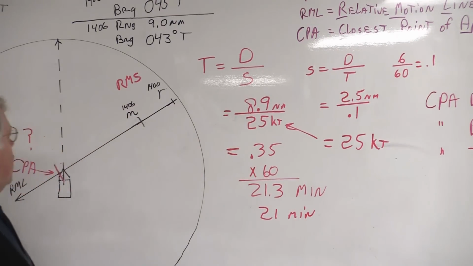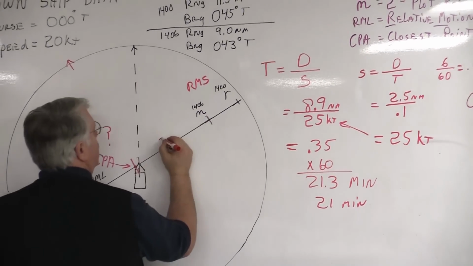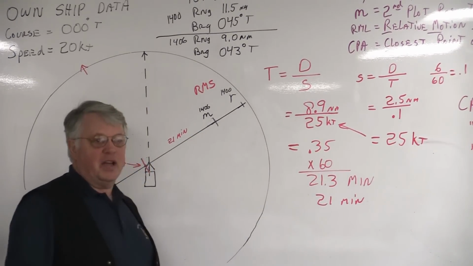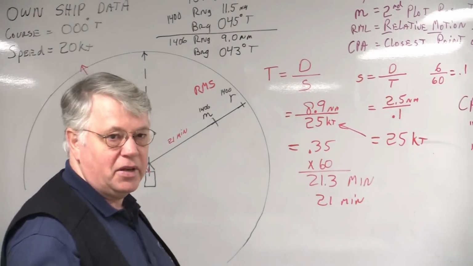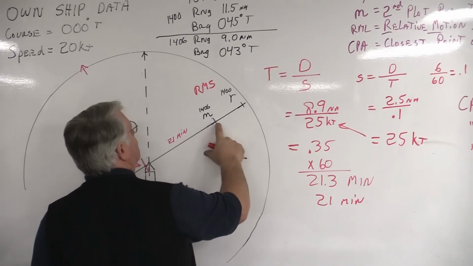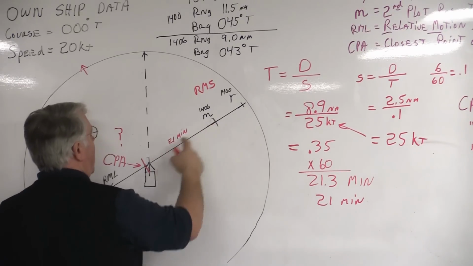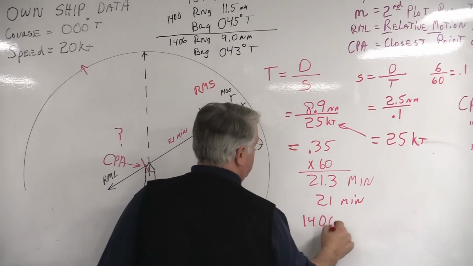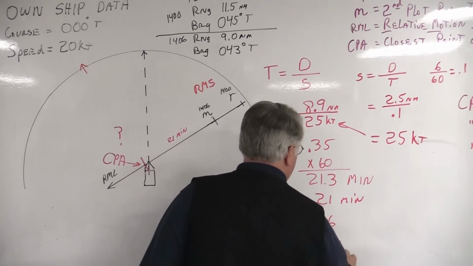Now, if you look up here for a minute, that's the time it takes him to go from M to CPA: 21 minutes. But the answers that we're looking for are the reality on my bridge clock or my wristwatch, whatever the ship's time is. And what is the time on our ship? 1406 was the last known time. Since we established the distance run from M to CPA, we have to use the time from M, 1406, and add this 21 minutes to establish the actual time of CPA.